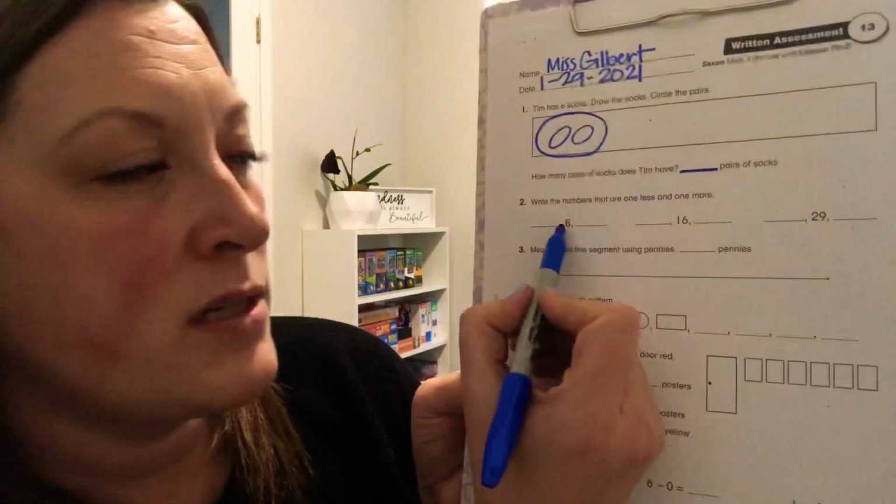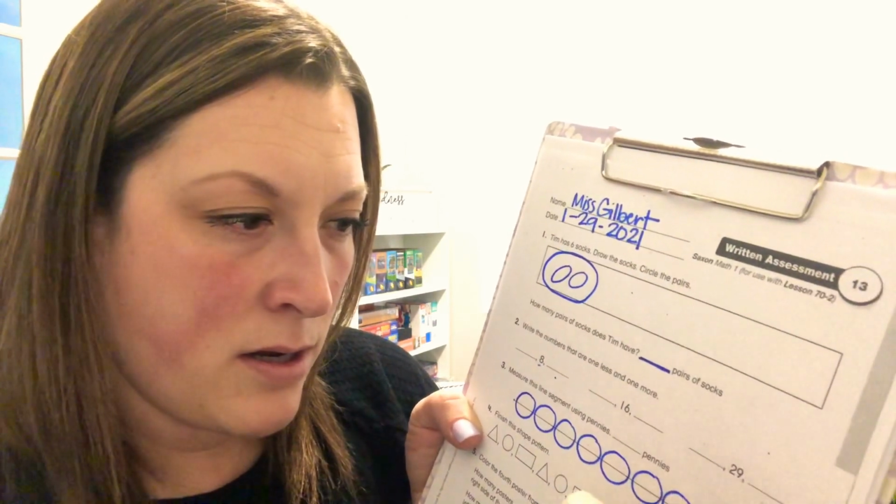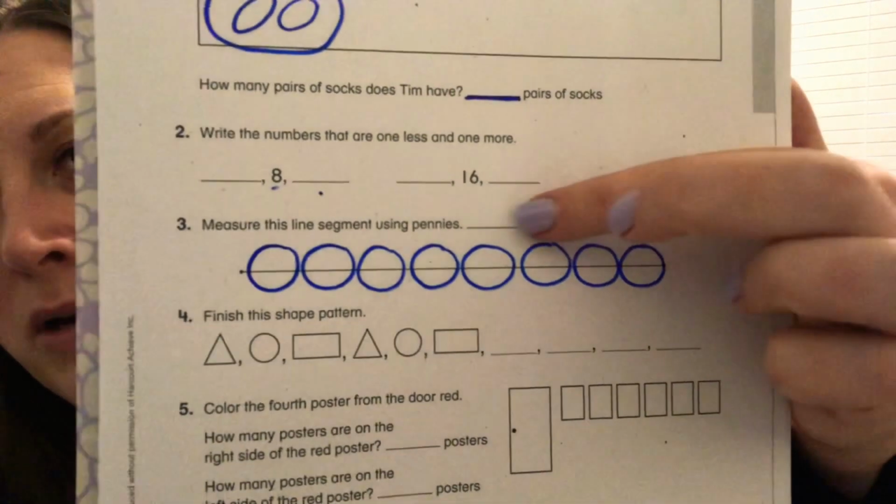Number 2, there's a number in the middle of the 2 lines. On the 2 lines, you need to write the number that is 1 less, the number that is 1 more. Go ahead and push pause on that. Okay, number 3. You do not need to use pennies. I'm going to draw something that would be similar to a penny size, and you can count mine. Okay? Push pause if you need to, but you can just count these. How many pennies are on the line?